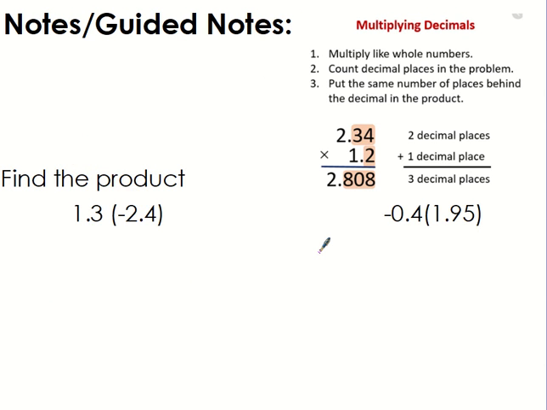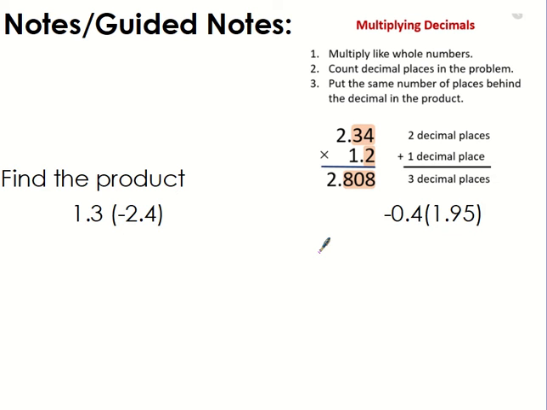So we're going to be multiplying decimals first. We multiply them just like if they're whole numbers or integers. We need to count the decimal places in the problem, and then we put the same number of places behind the decimal in the product. Okay, so there's our example. They multiplied just like you would normally multiply, and then they counted their decimals. They had 2 in the first one, 1 in the second one, so that's a total of 3. So we have to make sure we have 3 numbers behind our decimal in our final answer as well.